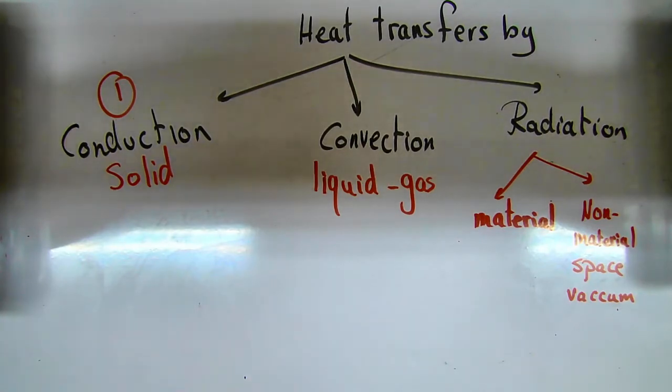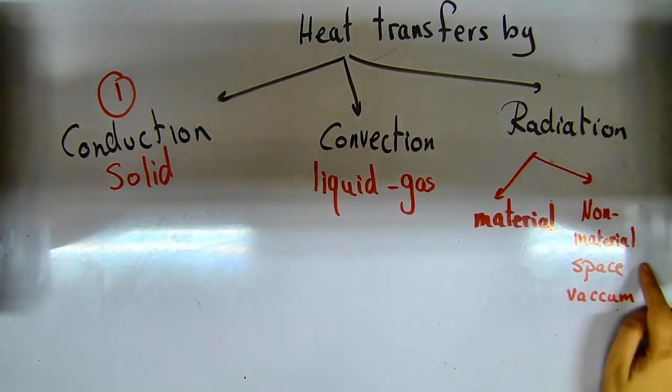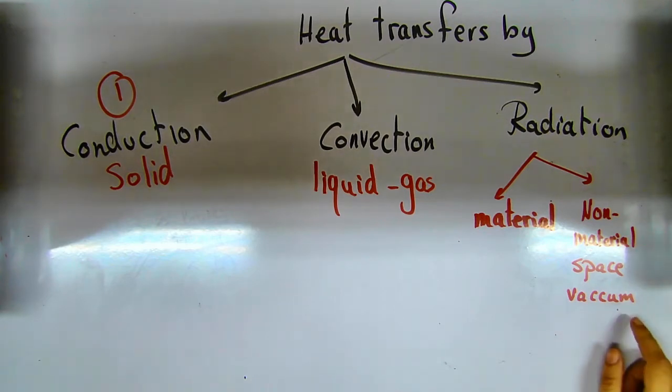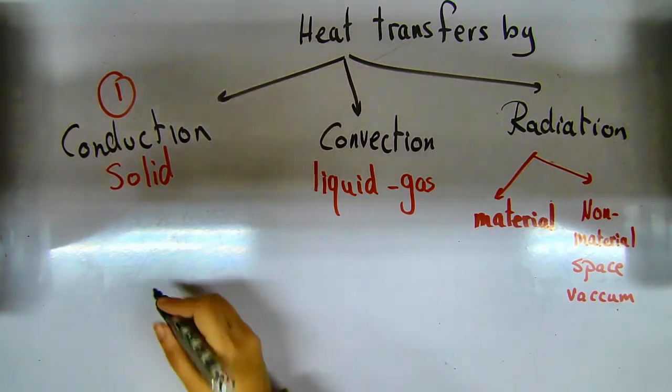Radiation occurs in material medium and non-material medium. Non-material means space or vacuum. Transfer of heat by radiation is a transfer of heat from a hot object to another without any need for a material medium through which heat transfers, like the heat of the sun.